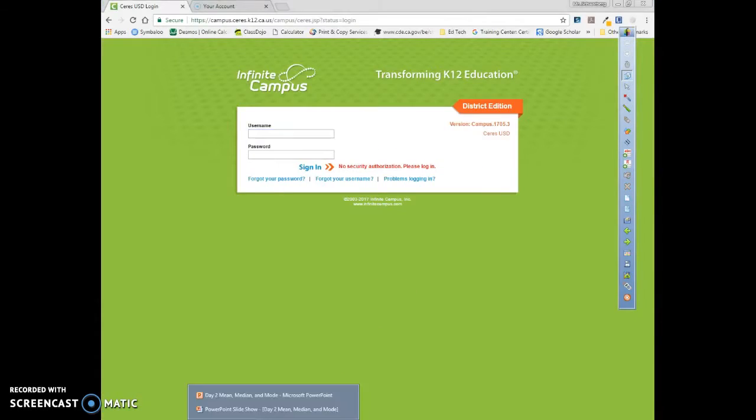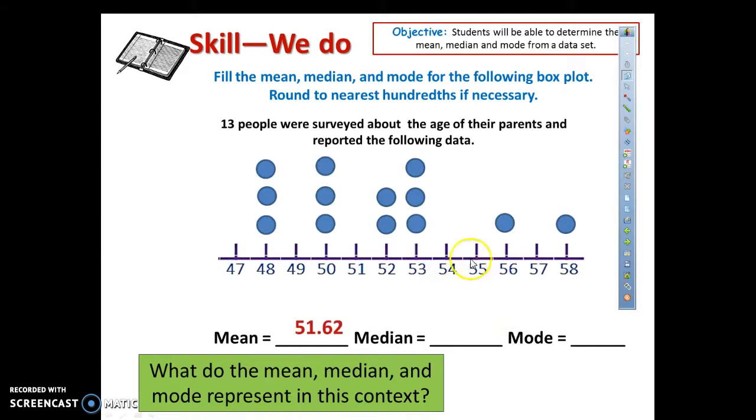Hopefully, if you tried this problem on your own, you got a mean of 51.62. And that is from getting roughly 571 and dividing by the 13 people. The median is 52, so the middle value is 52. And the mode? Well, there are 3 values that appear the same number of times. That's 48, 50, and 53.